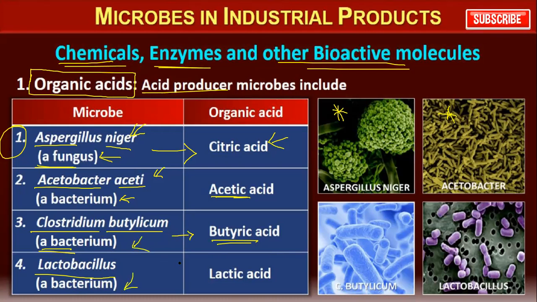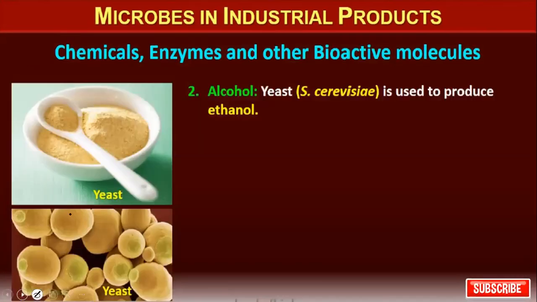Lactobacillus is again a bacteria that produces what? Lactobacillus produces lactic acid, as I've already mentioned. Second one is the alcohol. So yeast, Saccharomyces cerevisiae, is used to produce ethanol, which is a kind of alcohol, right?